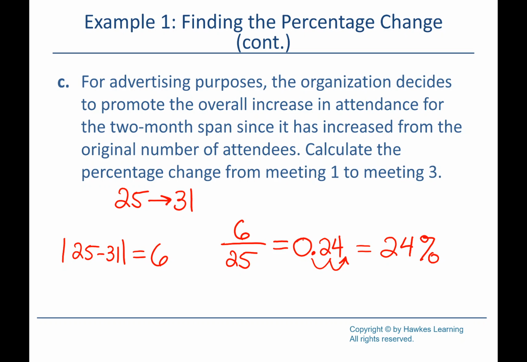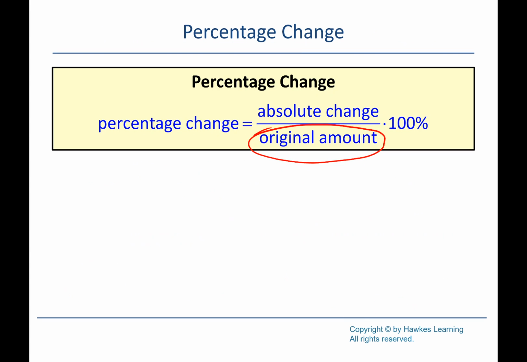Again, the main thing to remember on these percentage change problems is that when we divide, we have to divide by the starting number, the original amount. Because if you divide by the new number, you're going to get the wrong answer. Okay. Got to divide by the original.